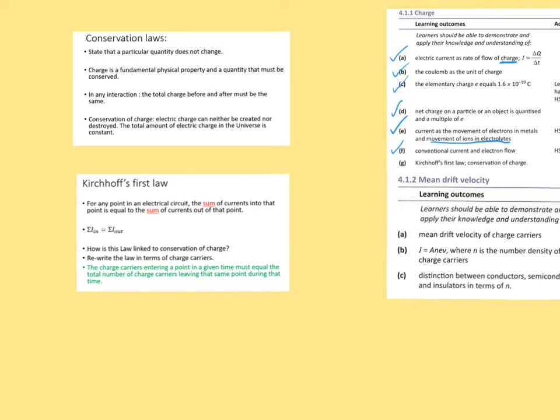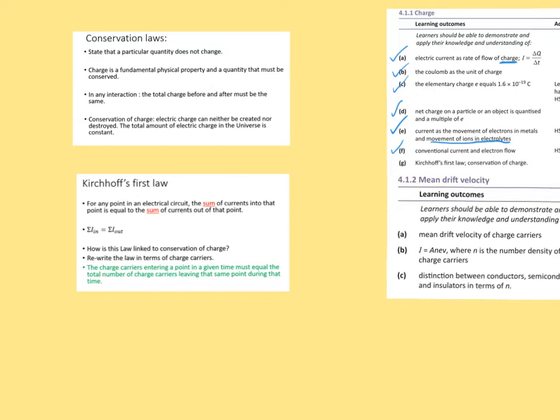Now, how does this fit into Kirchhoff's first law? Kirchhoff said that at any point in an electrical circuit, the sum of the currents into that point is equal to the sum of the currents out of that point. In other words, if you have a million electrons going into that point in 1 second, then a million electrons will be exiting that point in 1 second. That's a very important part, because that's what current is, or ions, for example.